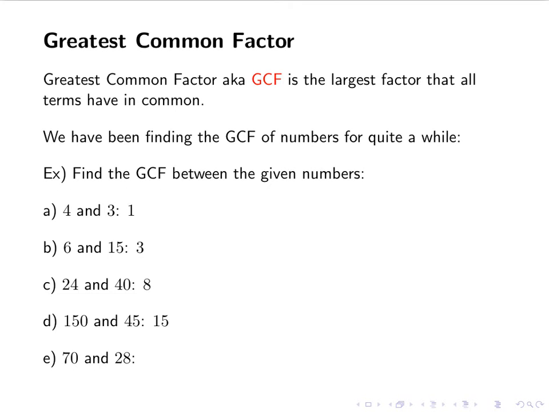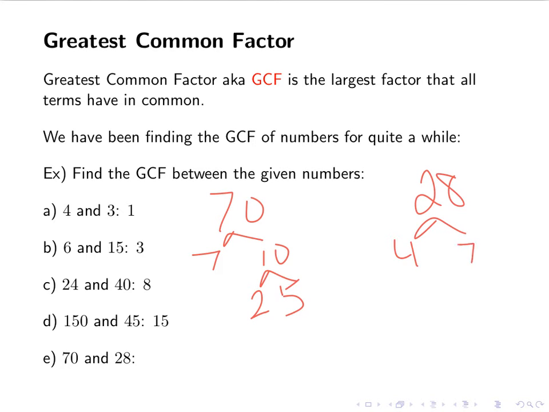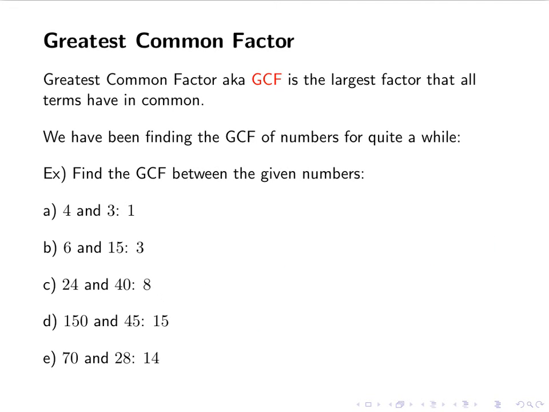So for the last pair, 70, that's 7 and 10. 10 is 2 and 5. 28, that's 4 and 7. And 4 is 2 and 2. So it really helps to know your multiplication and your times tables and factors of numbers in order to do this quickly. But don't forget, you do have a calculator at this point, so you can use your calculator. So what do they have in common? They both have a 7, and they both have a 2. And what's 7 times 2? 14.